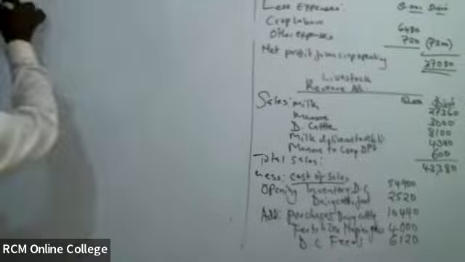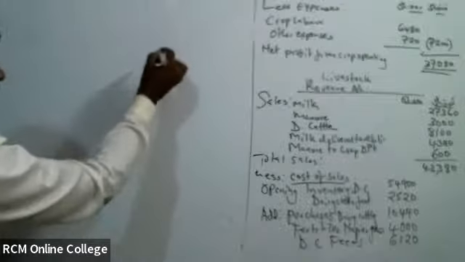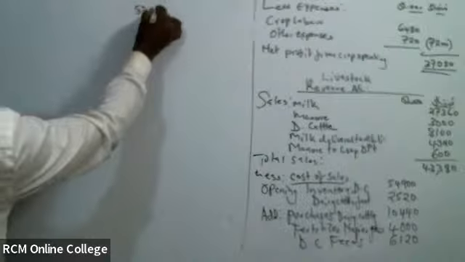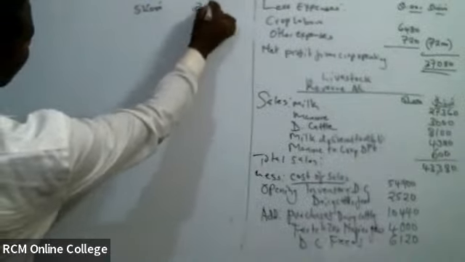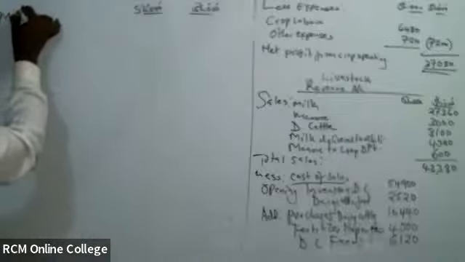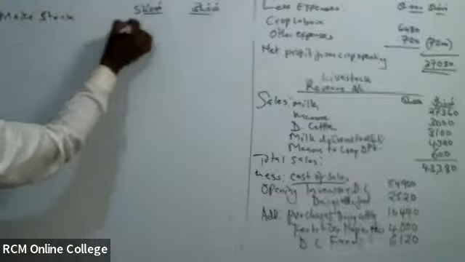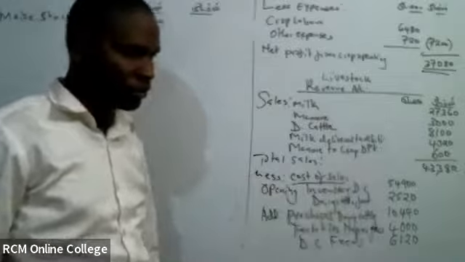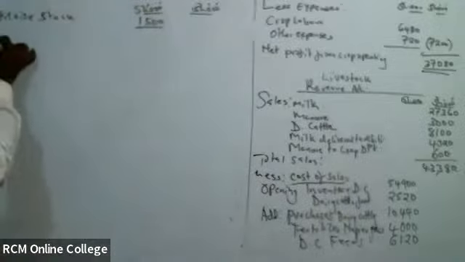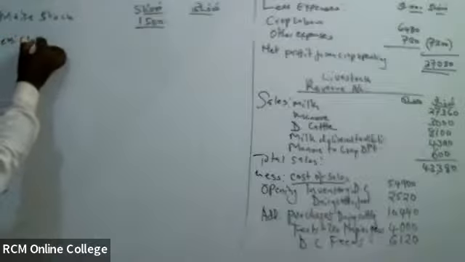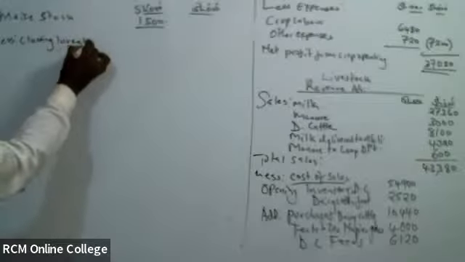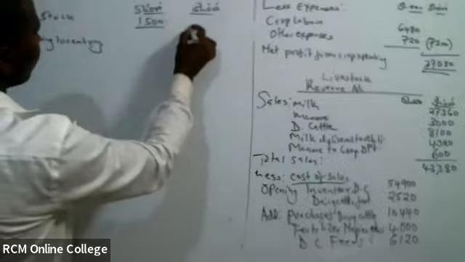Maize stock, so we have maize stock in shillings. Is it visible here? Maize stock here, 1500. So you can get the total of all this, so that we are left with the closing inventory. $79,480. I hope everyone is getting $79,480. Total here, $79,480.